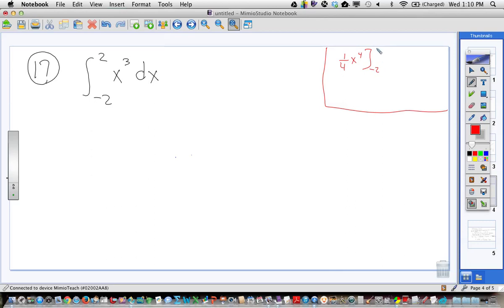But then you put in negative 2 and 2. So this would be 16 times the 4th, that's 4. Minus 16 times the 4th is 4. Sure enough, yes, this area is 0. All right. But what if the area is 2? What if the area is 7?